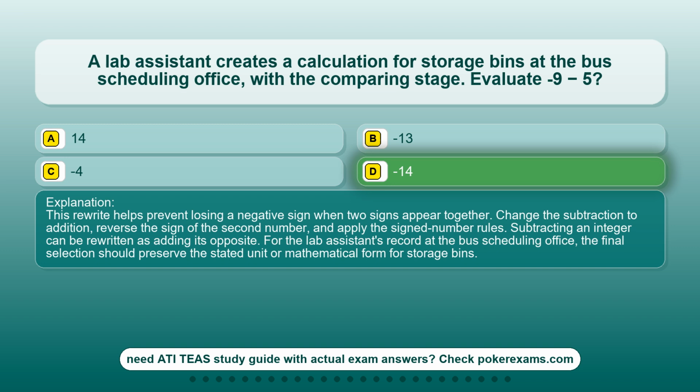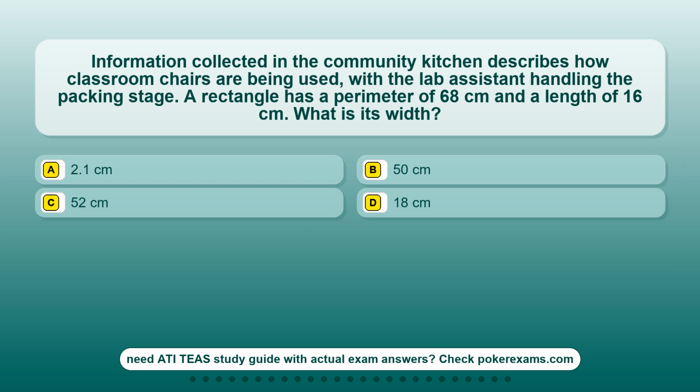This rewrite helps prevent losing a negative sign when two signs appear together. Change the subtraction to addition, reverse the sign of the second number, and apply the signed minus number rules. Subtracting an integer can be rewritten as adding its opposite. For the lab assistant's record at the bus scheduling office, the final selection should preserve the stated unit or mathematical form for storage bins. Question 15.